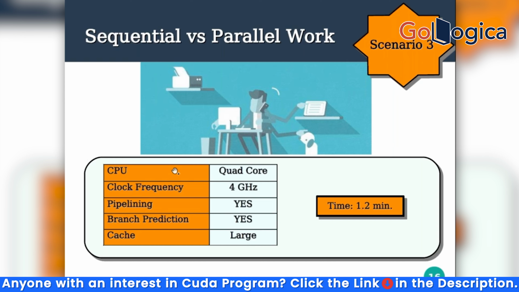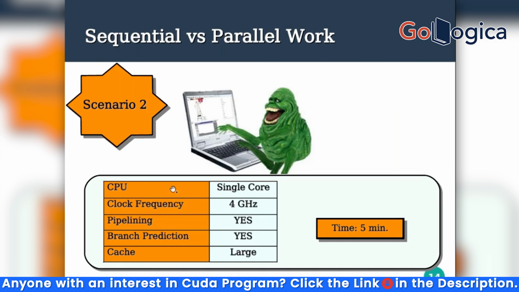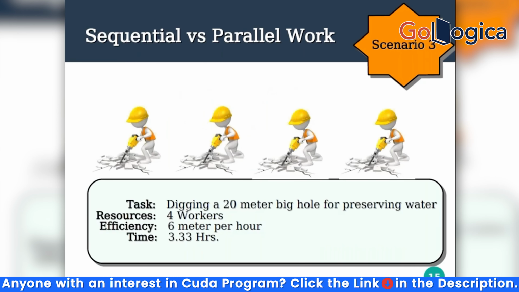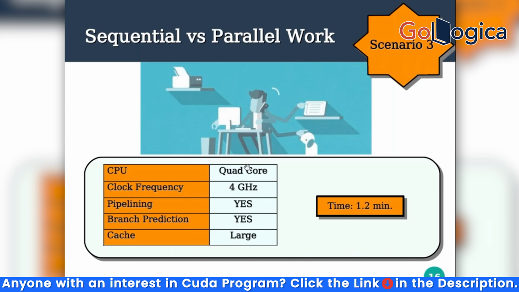So here typically we increase the number of resources or computing units. In scenario 2, we upgraded the existing single core unit from 2 gigahertz to 4 gigahertz. But now in the third scenario, we are replicating the resources, right? So this is where we can get the maximum performance. You can see this is nothing but parallel work. Every core is responsible for performing independent operations, right? By means of this, you can see the amount of time is reduced to 1.2 minutes, right?